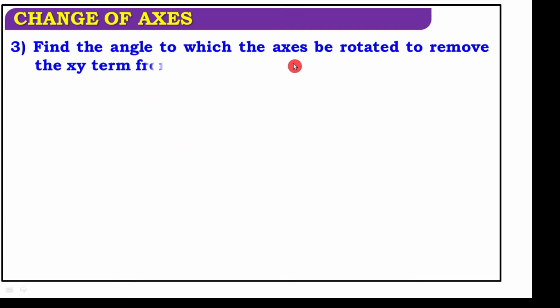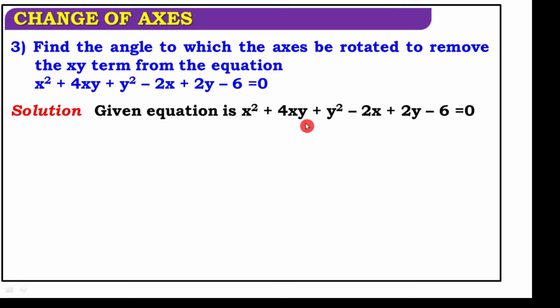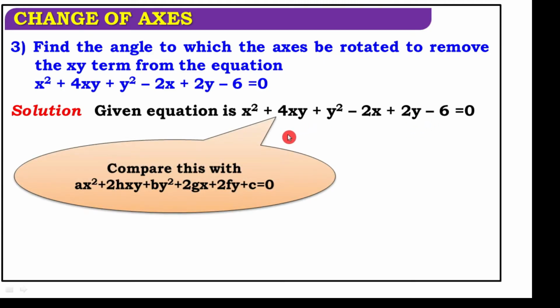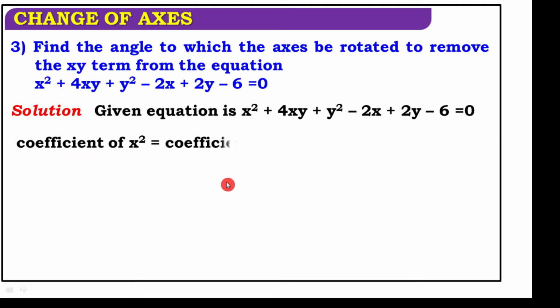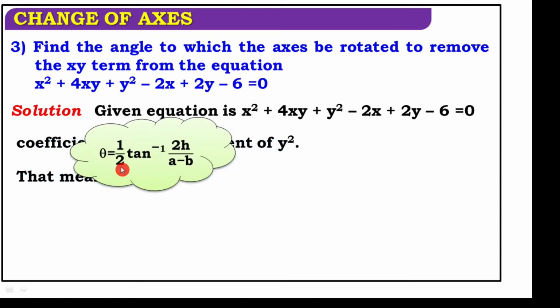Find the angle to which the axes are to be rotated to remove the xy term from the equation. So the given equation is x square plus 4xy plus y square minus 2x plus 2y minus 6 equals 0. Compare this with the second degree general equation ax square plus 2hxy plus by square plus 2gx plus 2fy plus c equals 0. The coefficient of x square equals the coefficient of y square, that means a equals b. What is the formula to remove the xy term? That is 1 by 2 tan inverse of 2h by a minus b.